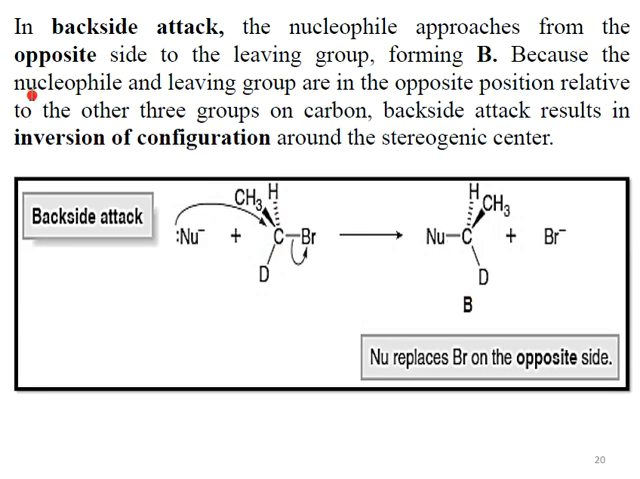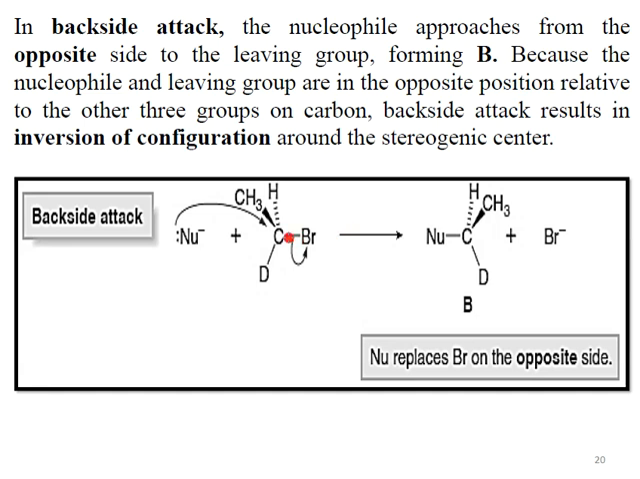And because the nucleophile and the leaving group are on opposite sides relative to the other three groups, the backside attack results in inversion. Inversion means انقلاب, okay, inversion of the configuration. Look, this CH3 from the left side will be on the right side. That means all these three groups will undergo inversion of configuration around the stereogenic center.